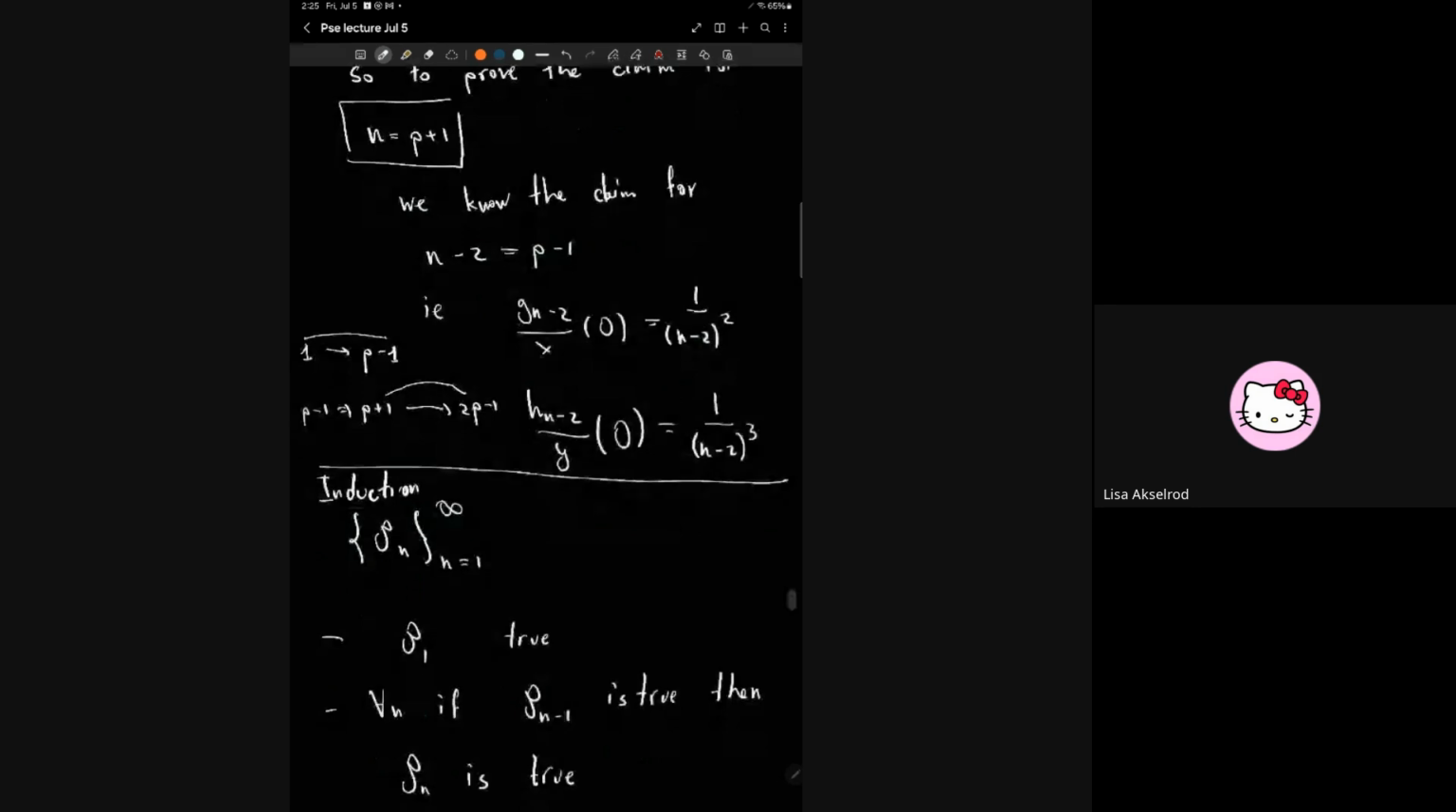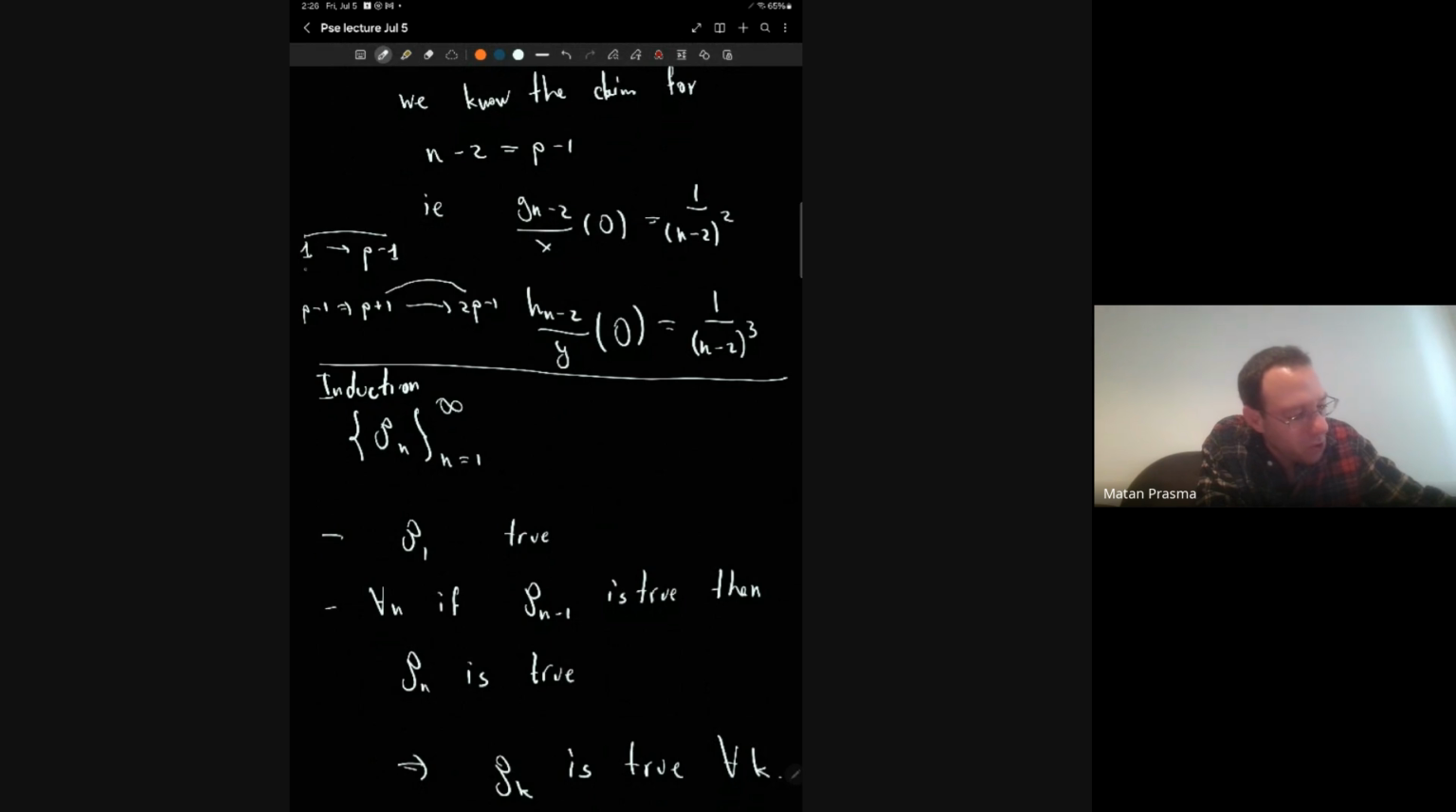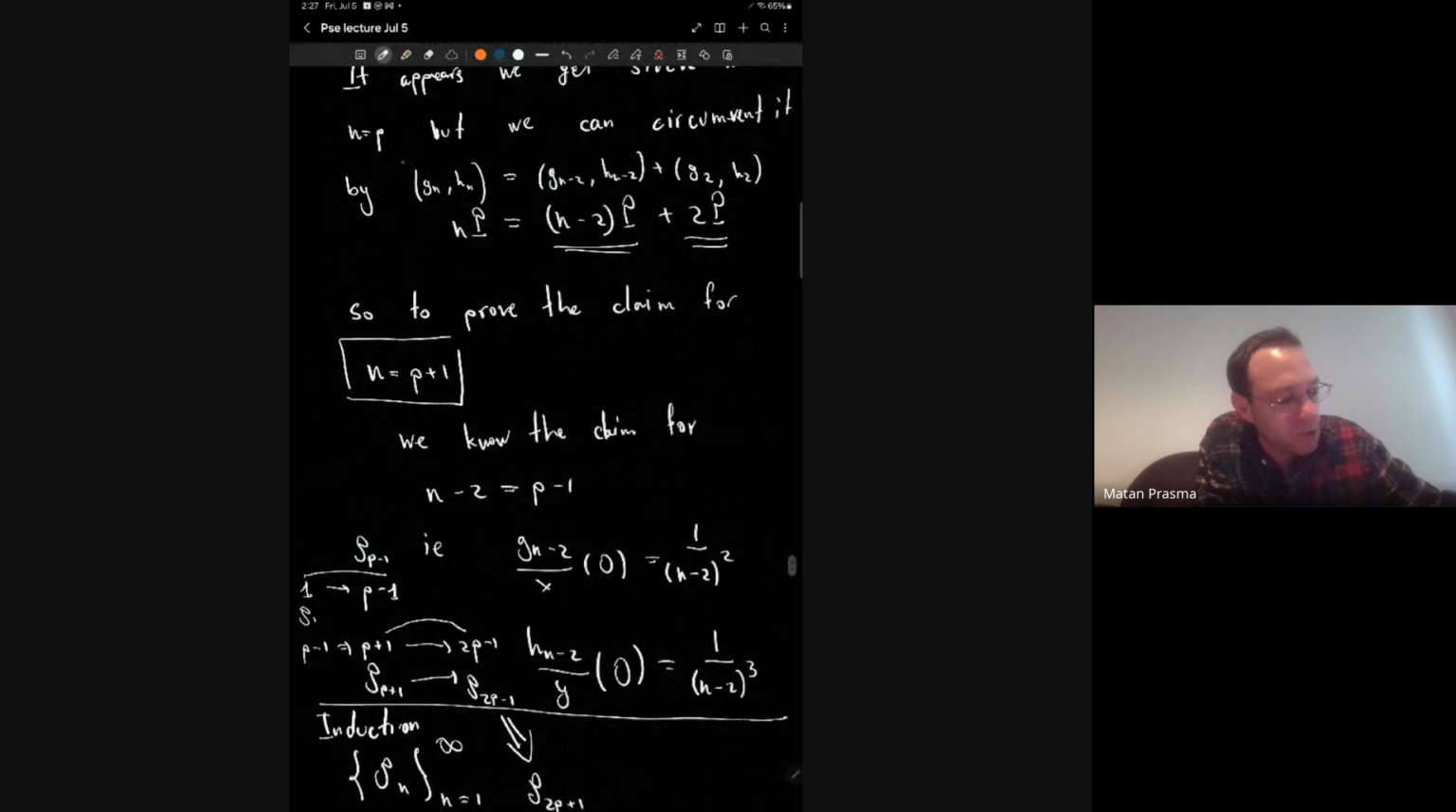in a way that we are sure that they are always prime. So what we did here is we proved that all the propositions rho 1 up to rho P minus 1 are true. And then we proved that if rho P minus 1 is true, then rho P plus 1 is true. And then the same argument that we had before proves that if rho P plus 1 is true, then rho 2P minus 1 is true. And here we will need to do another jump. It's basically the same: if rho 2P minus 1 is true, then rho 2P plus 1 is also true. It's basically the same trick as here.